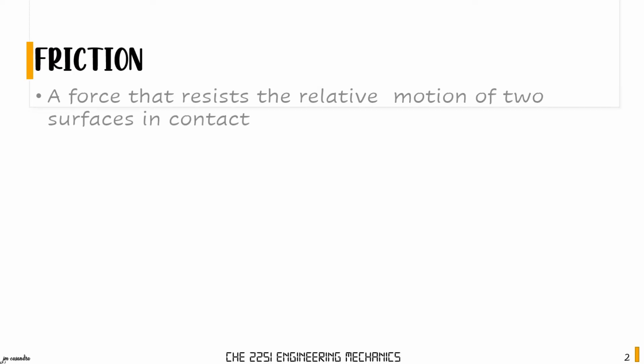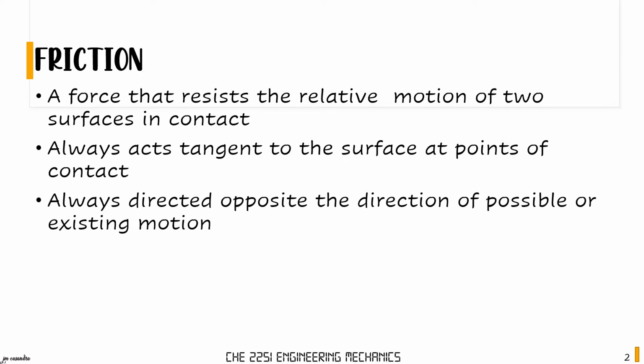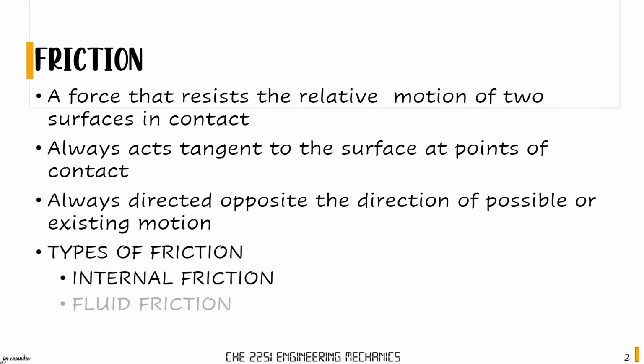As we have learned, friction is a force that would resist the relative motion of two bodies in contact. It will always act tangent or parallel to the surface at points of contact. It is always directed opposite the direction of possible or existing motion. There are different types of friction, which include internal friction, fluid friction, and dry friction.